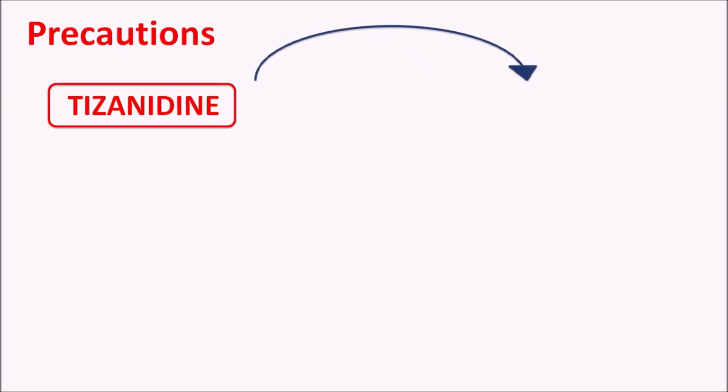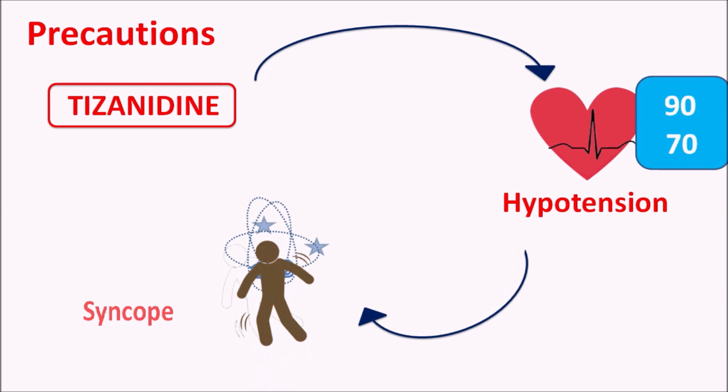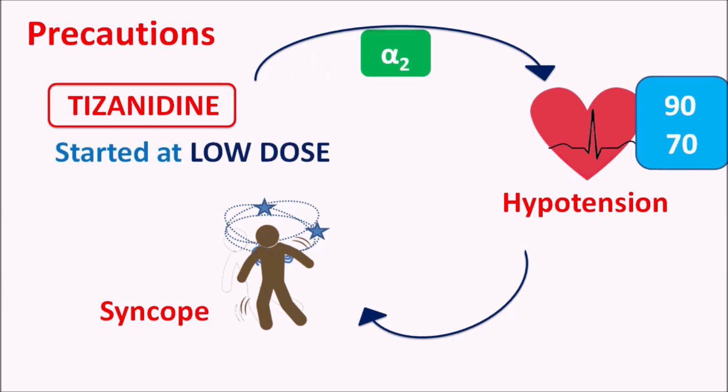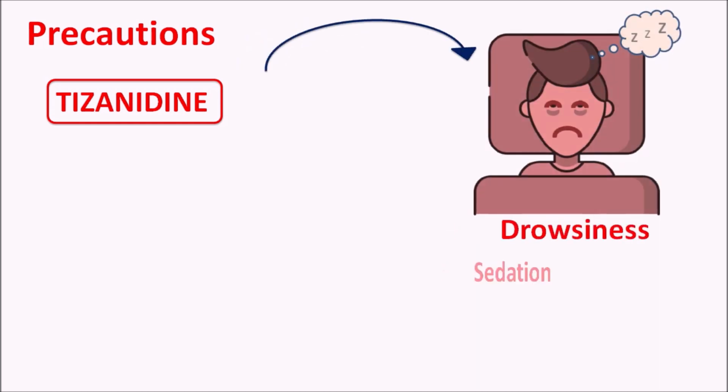Similarly, tizanidine can also reduce the blood pressure and it can produce hypotension in the patients. This hypotension may lead to some syncope, the fainting sensation in the patients, and this effect is mainly due to action on alpha 2 receptors. That's why tizanidine should be started at low dose in order to reduce the hypotension as well as syncope in the patients. Similarly, this drug can increase the drowsiness as well as sedation in the patients.